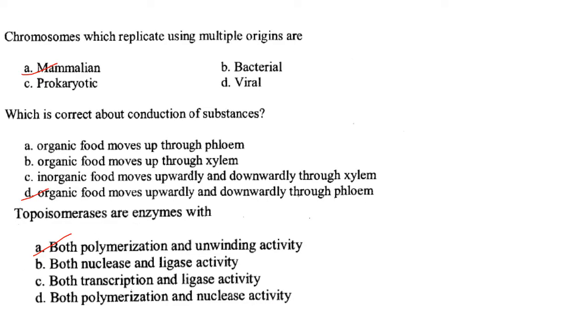Then, chromosomes which replicate using multiple origins are. Mammalian eukaryotic chromosomes contain multiple origins of replication. So answer is option A. Which is correct about conduction of substances? Organic food moves upwardly and downwardly through the phloem. So answer is option D. Then, topoisomerases are enzymes which? Topoisomerases are enzymes that participate in the overwinding or underwinding of DNA. So answer is option A.